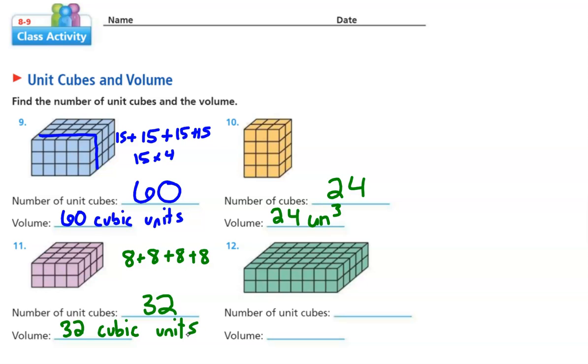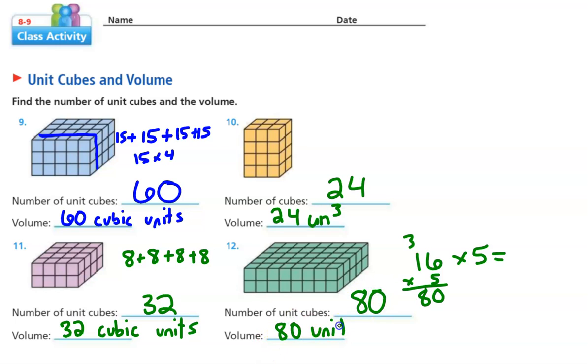Number 12 is a little longer, but same process. So we've got 1, 2, 3, 4, 5, 6, 7, 8, 9, 10, 11, 12, 13, 14, 15, 16. So I have 16 cubes in this first row. And it looks like altogether I have 1, 2, 3, 4, 5 rows in total. So that's going to be 5 rows of 16 there. So 16 times 5 is what I'm going to need to solve. And that ends up being 80. So I've got 80 cubes, which is a total of 80 units cubed. You could even write it like that.